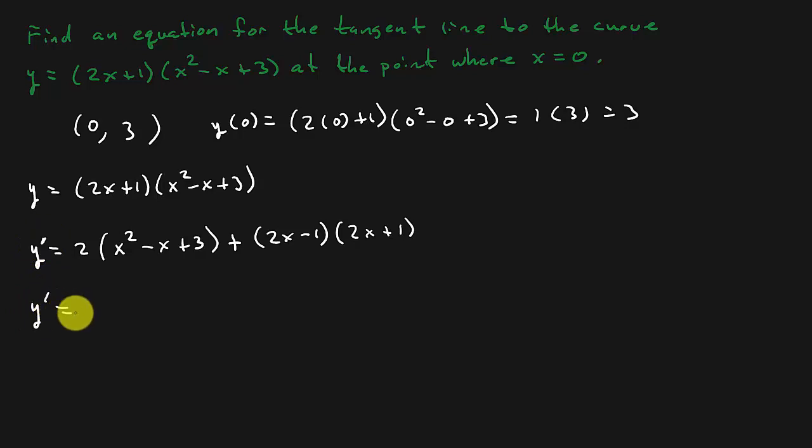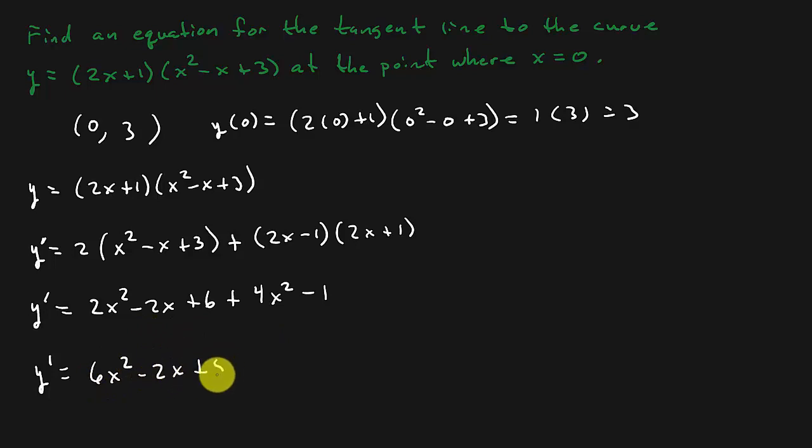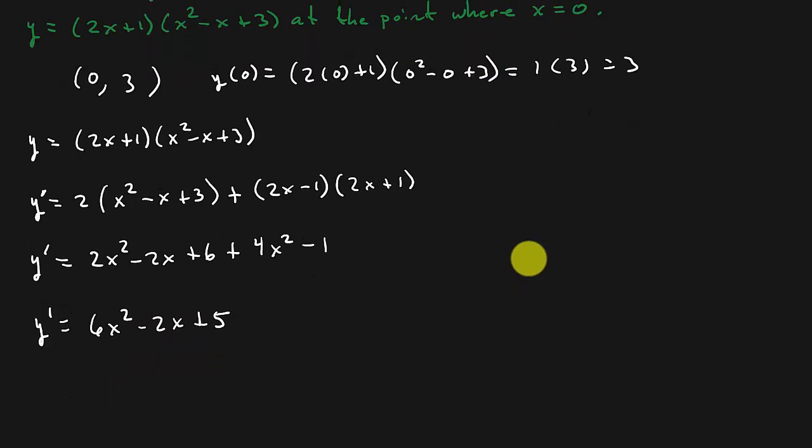So y prime is equal to 2x squared minus 2x plus 6 plus, and then this, we FOIL this, so that's 4x squared. And then we've got 2x minus 2x is 0, and then negative 1 times 1 is minus 1. And so we get y prime is equal to 6x squared minus 2x plus 5.